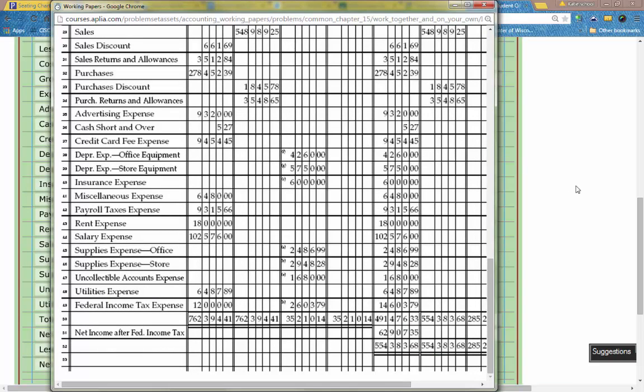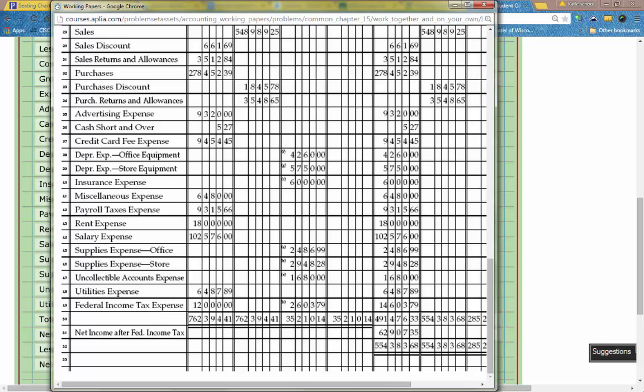It should equal this number right here. You already know what your net income is. Would you agree? So when you're going through and calculating your net income, you know you have done it correctly when these numbers equal. Does that make sense?